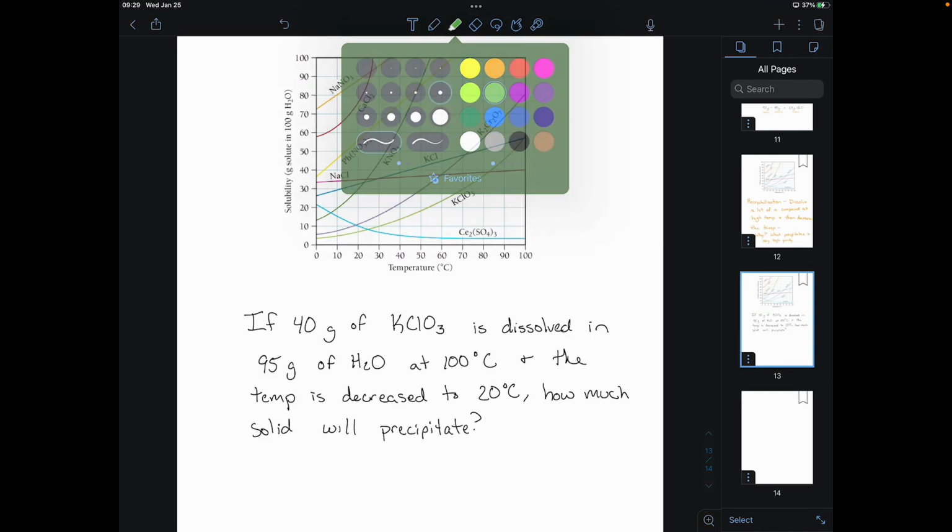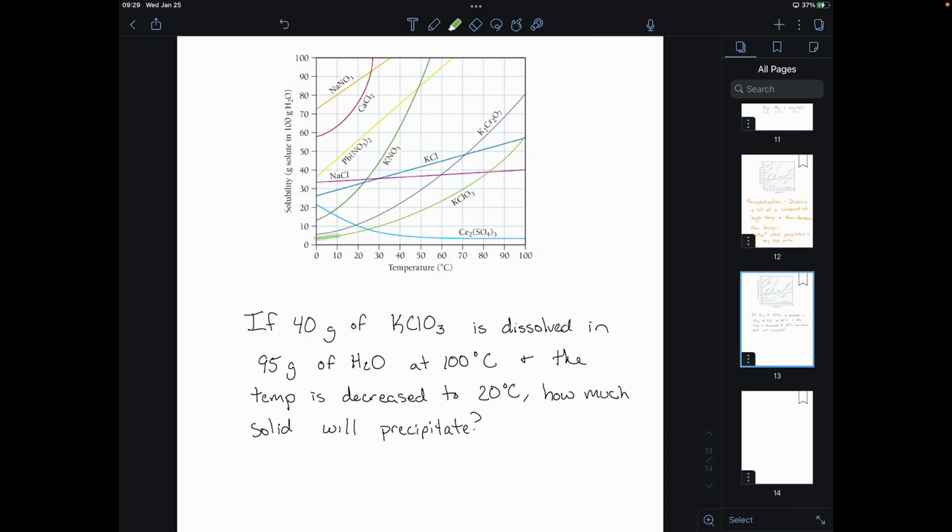All right, KClO3, potassium chlorate, so that would be this curve here. All right, and what's really going to make this problem a little bit more of a pain in the butt is I didn't just start you off with 100 grams of water. If it's 100 grams of water, then you can just read the values directly off the chart. But if it's anything other than 100 grams of water, we've got to figure out what our solubility would be, and in this case, the 95 grams, right?